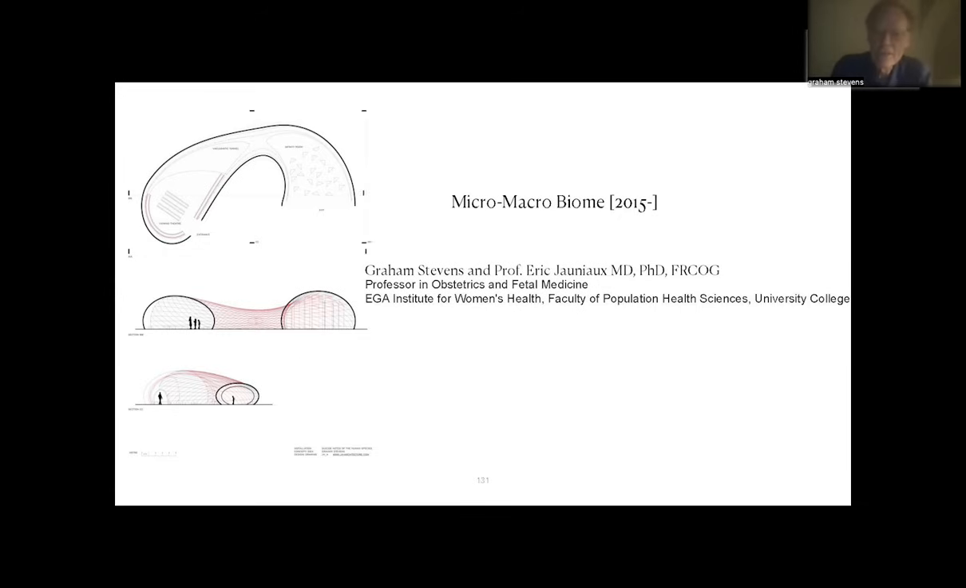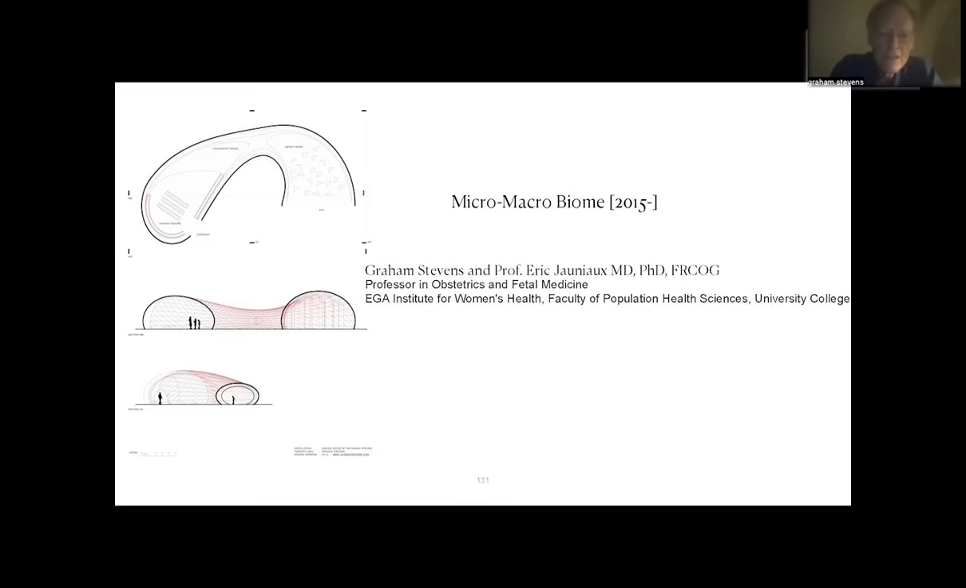This is a project in 2015 to design a micro-macro biome, using the placenta of the female body as the critical interface, the only interface between living organisms, which is a physical interface and carries the function of exchanging food and energy and filtering all the pollution from the mother to the child, which, of course, with a lot of modern pollutants, it doesn't filter and can damage the child in the womb.